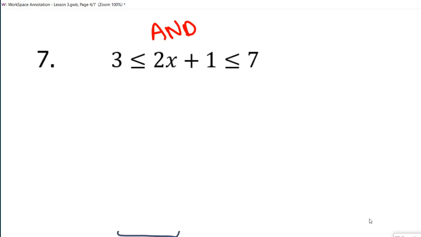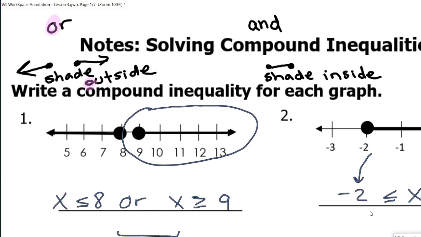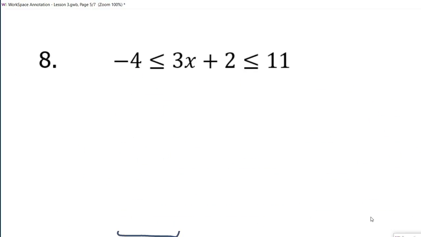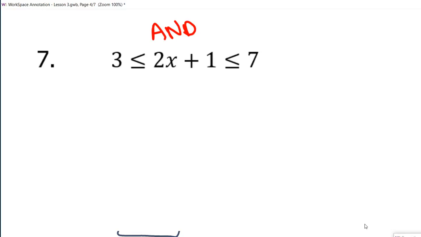Now your goal, let's go back to the beginning. Here is an example of an and inequality right here. And notice what's by itself in the middle between the symbols. X. So our goal for solving problem number 7 is to get x by itself. Okay, so if I'm basically solving right here, what would be the first step to get x by itself? Subtract 1.